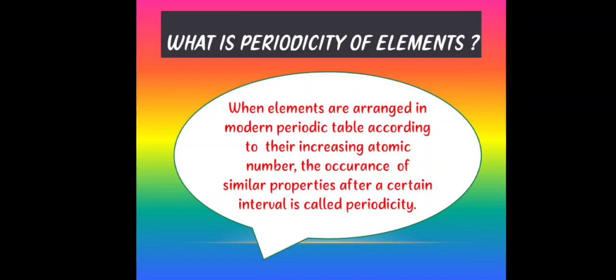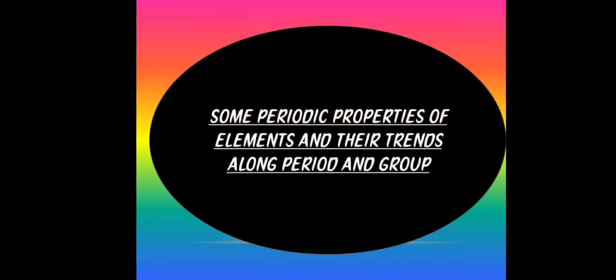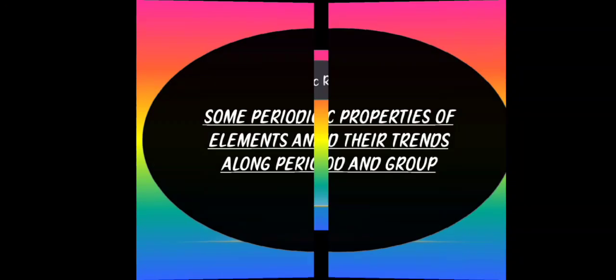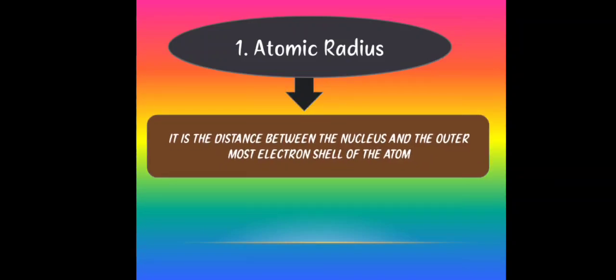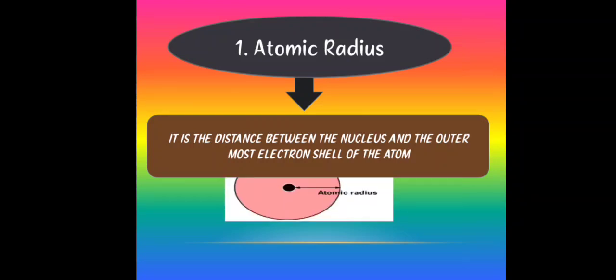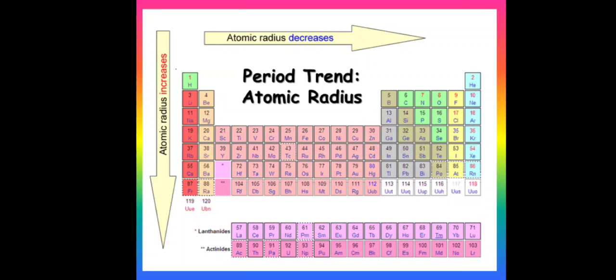Now we will jump to the main discussion, that is, some periodic properties of elements and their trends along a period and group. The first property we will discuss is atomic radius. Atomic radius is the distance between the nucleus of an atom and the outermost shell. Now we will see how atomic radius varies along a period and along a group.